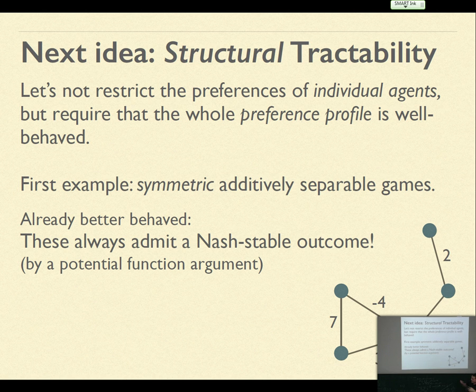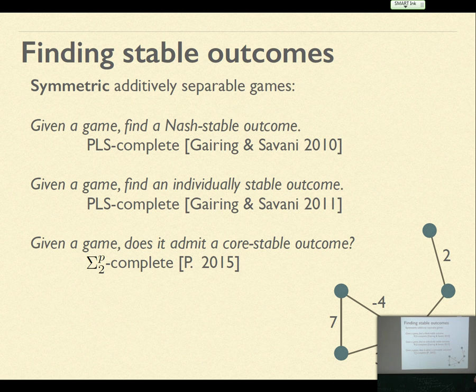And this kind of putting things together already works quite well in the sense that these games always admit a Nash stable outcome. You can use a potential function argument, in particular the welfare maximizing outcome is Nash stable. Okay, so this is slightly better. It's not too much better because, potential function argument, now finding a Nash stable outcome is PLS-complete. That's Gehrlein and Savani. Finding an individually stable outcome is PLS-complete. And if you allow groups to deviate, you haven't gained anything. It's still Sigma 2 P-complete.